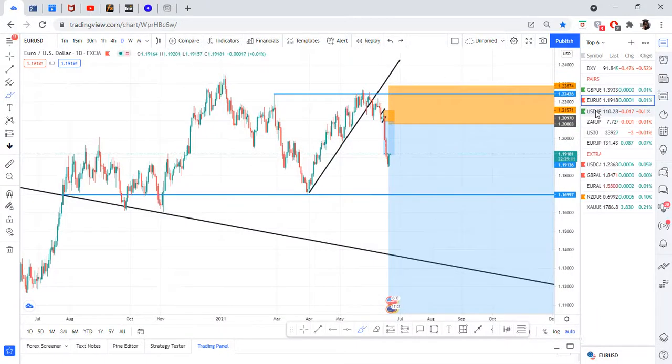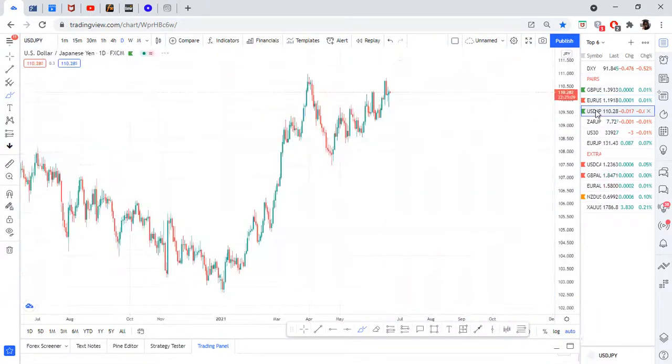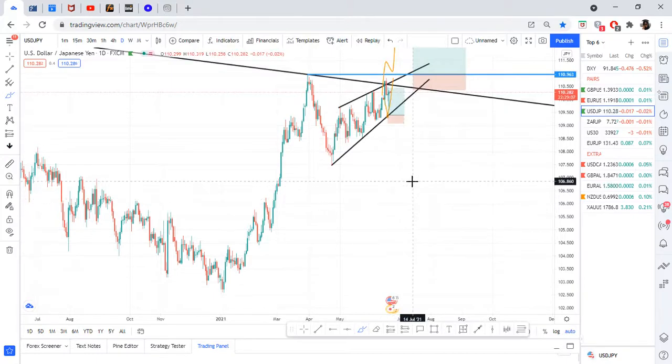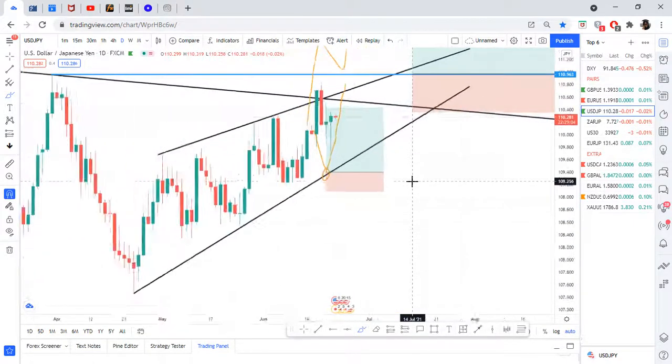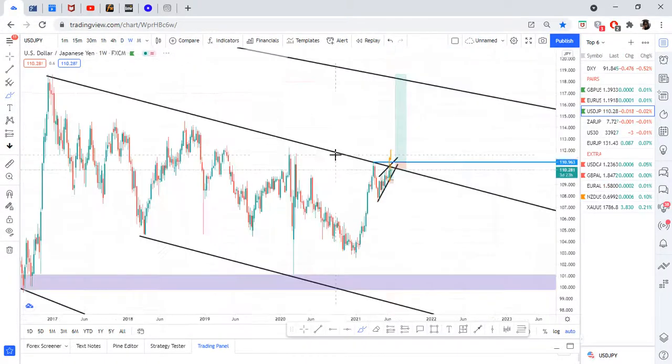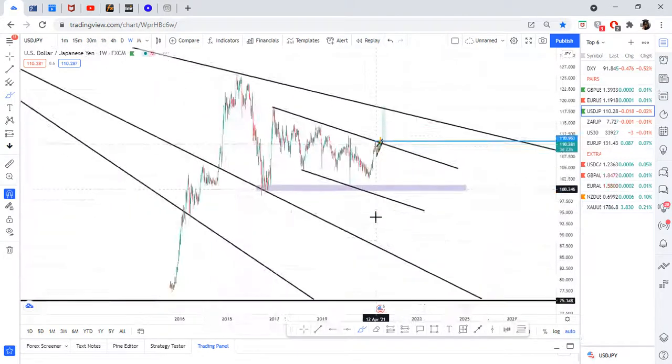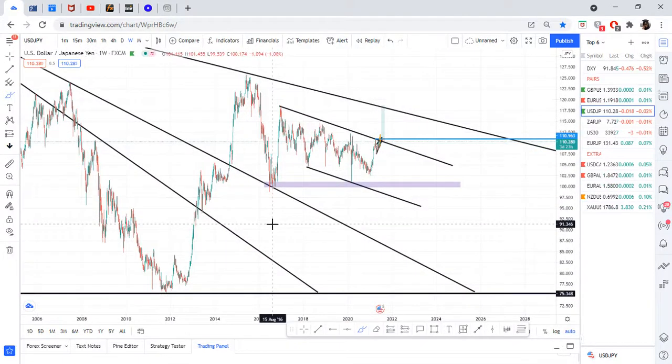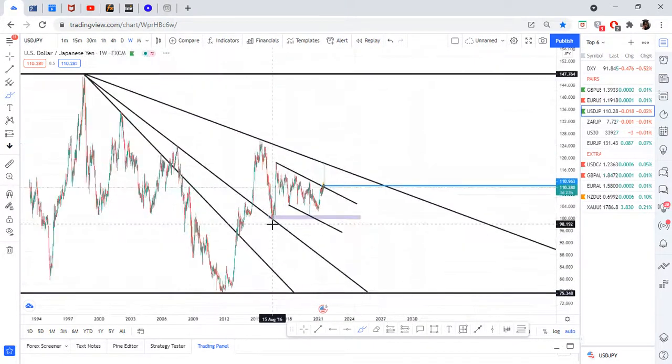Also, going to USDJPY, I skipped this, guys. I skipped this trade as well. I won't lie to you guys, I wasn't watching this trade at all. And as you can see, I'm using the lines as always. The lines are important, you know.